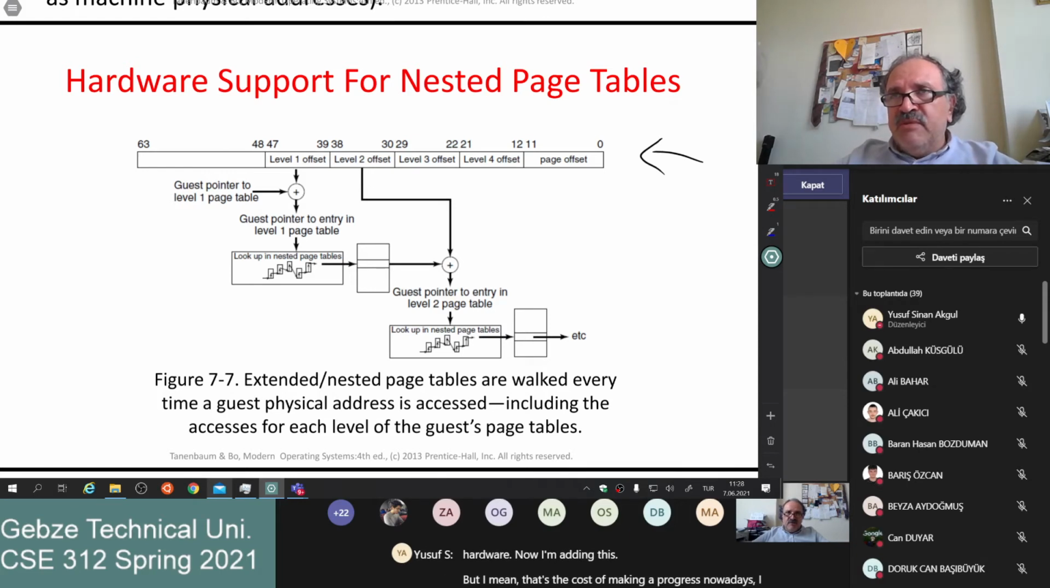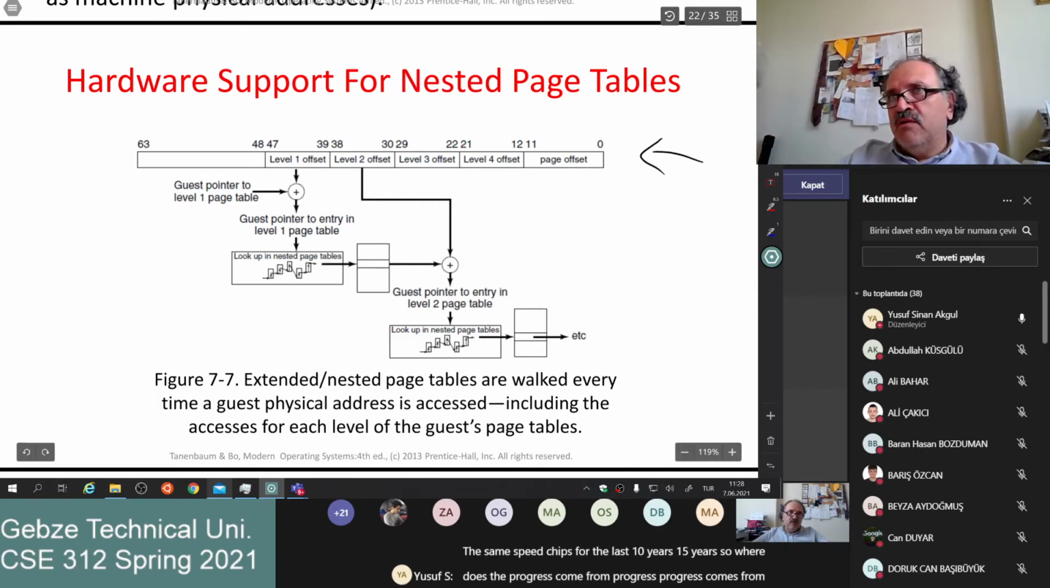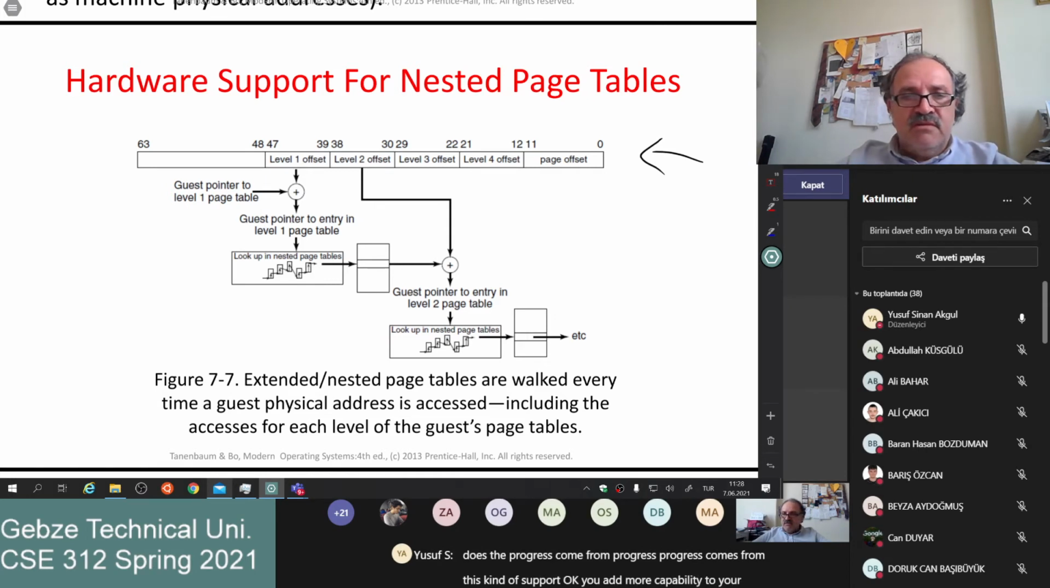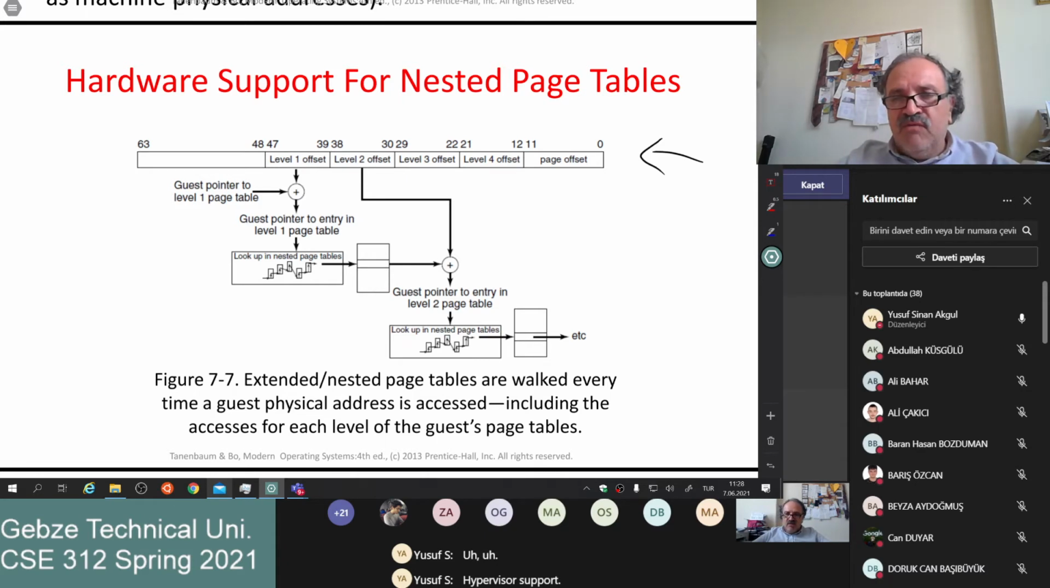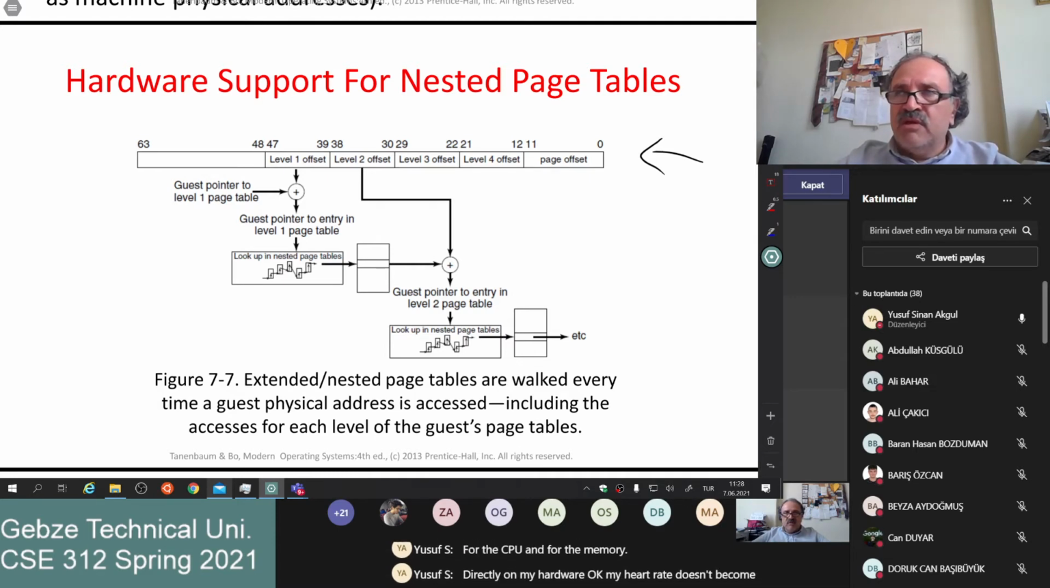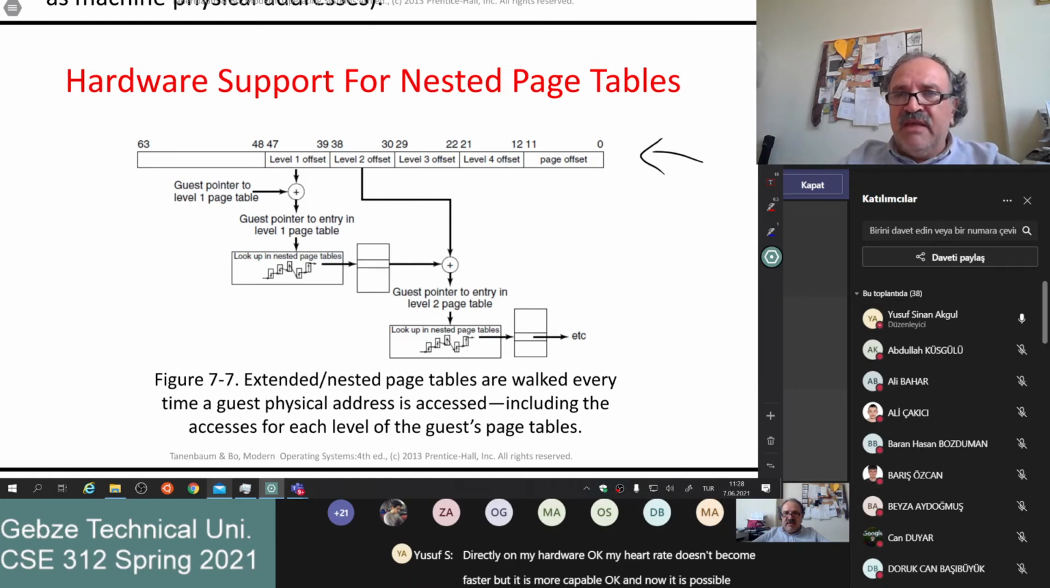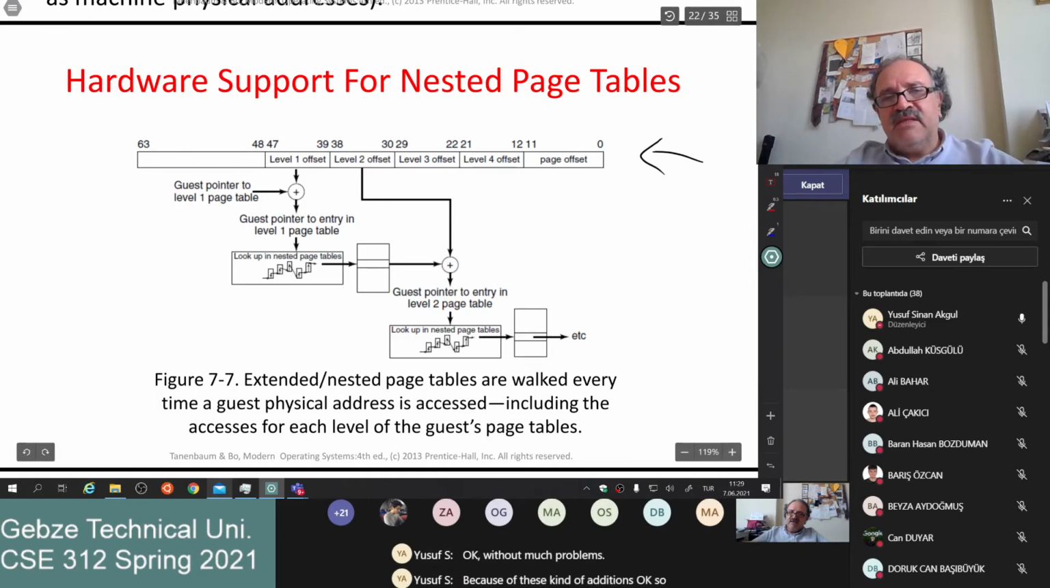I mean, our chips are not getting any faster. We keep using the same speed chips for the last 10 years, 15 years. So where does the progress come from? Progress comes from this kind of support. Okay, you add more capability to your page tables. Now I can do hypervisor support for the CPU and for the memory directly on my hardware. Okay, my hardware doesn't become faster, but it is more capable. And now it is possible to use reliably and efficiently a very useful technique called virtualization, without much problems because of these kind of additions. So hardware makes this addition for you.